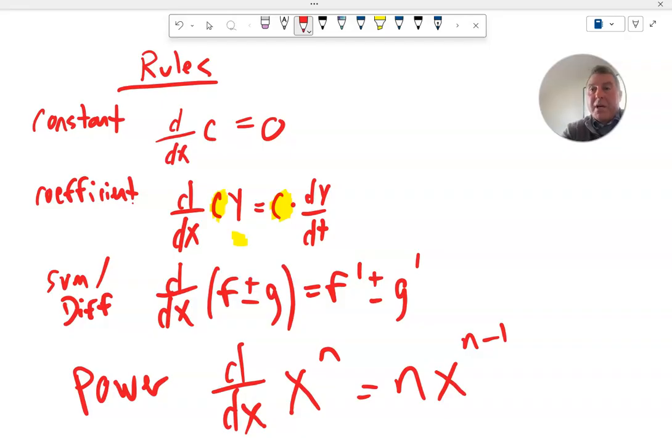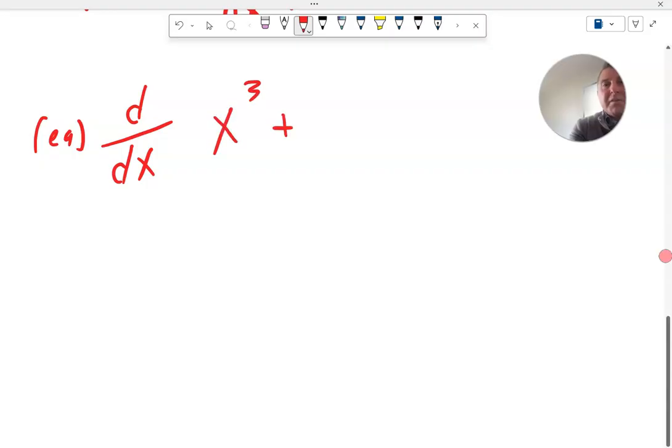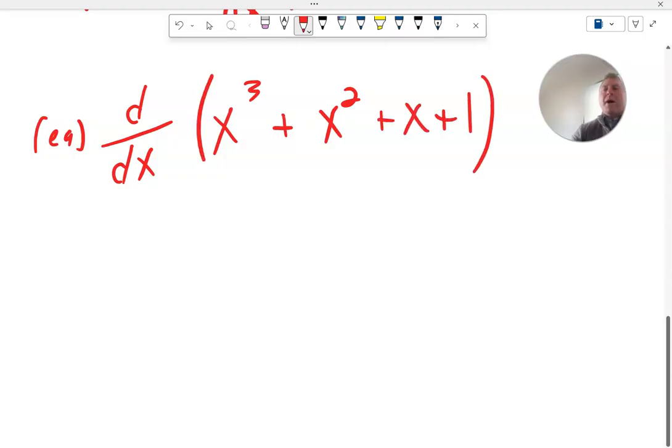And as we go through this couple week stretch, we're going to add more and more rules so that we can derive or differentiate or take the derivative of different types of functions. But for now, we're just going to look at basic functions for which we can use a constant, coefficient, sum difference, or power rule. So an example of that might be this. I might say, what is the derivative with respect to x of, let's say, x cubed plus x squared plus x plus 1.